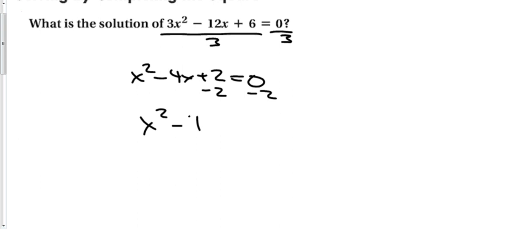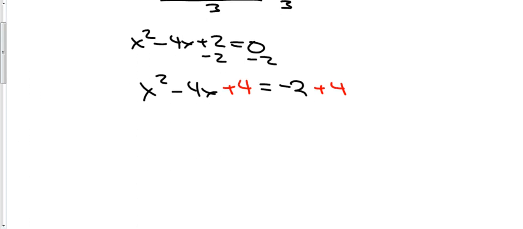X squared minus 4x is going to be equal to negative 2. Next, I am going to complete the square. I look at the middle term, which is negative 4, divide it by 2, and then square it. So it's negative 2 squared, which is a 4. Okay? I now have a perfect square trinomial on the left side, but you can see that I've added an extra 4 to this equation on the left. I need to keep the equation balanced by adding it on the right as well.